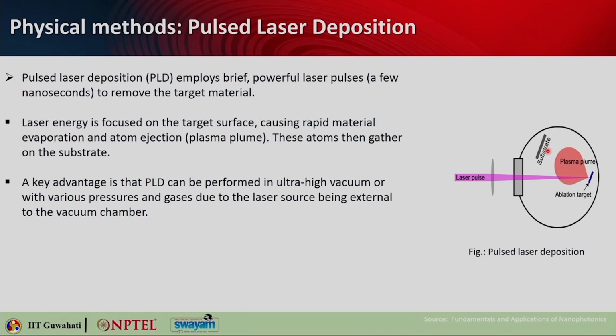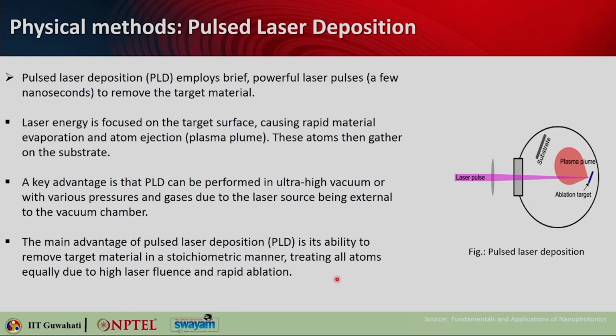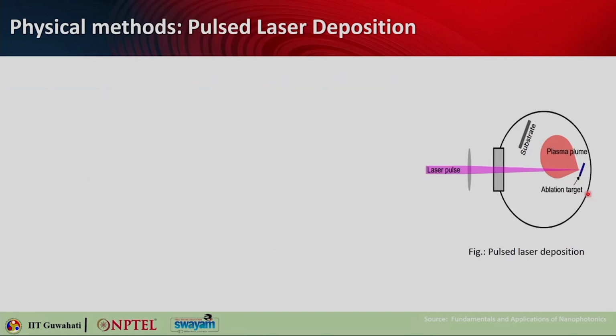And the atoms then gather on the surface to give you that thin film. So what is the key advantage of this PLD? It can be performed in ultra high vacuum or with various pressures and gases due to the laser source being external to the vacuum chamber. So that is the flexibility it provides, and the main advantage of PLD is its ability to remove target materials in a stoichiometric manner, treating all atoms equally due to high laser fluence and rapid ablation. So, that way you are able to deposit uniform films using pulsed laser deposition.